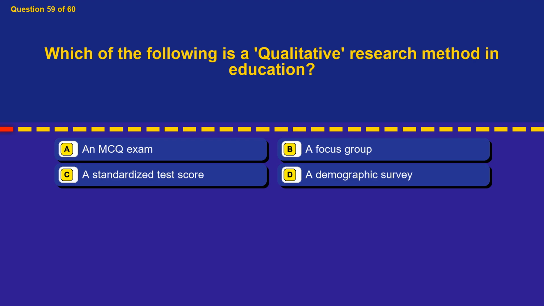Question 59. Which of the following is a qualitative research method in education? Option A. An MCQ exam. Option B. A focus group. Option C. A standardized test score. Option D. A demographic survey.